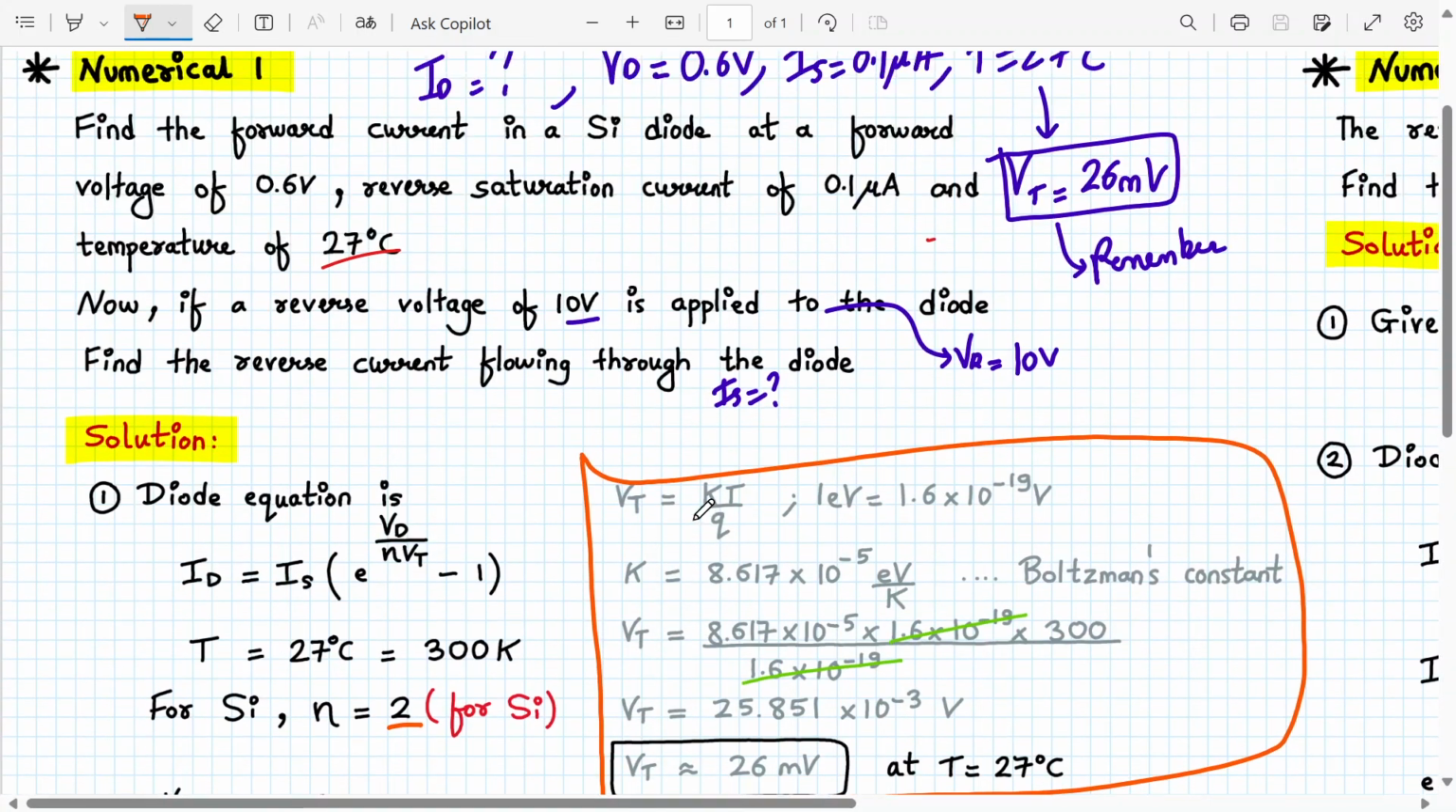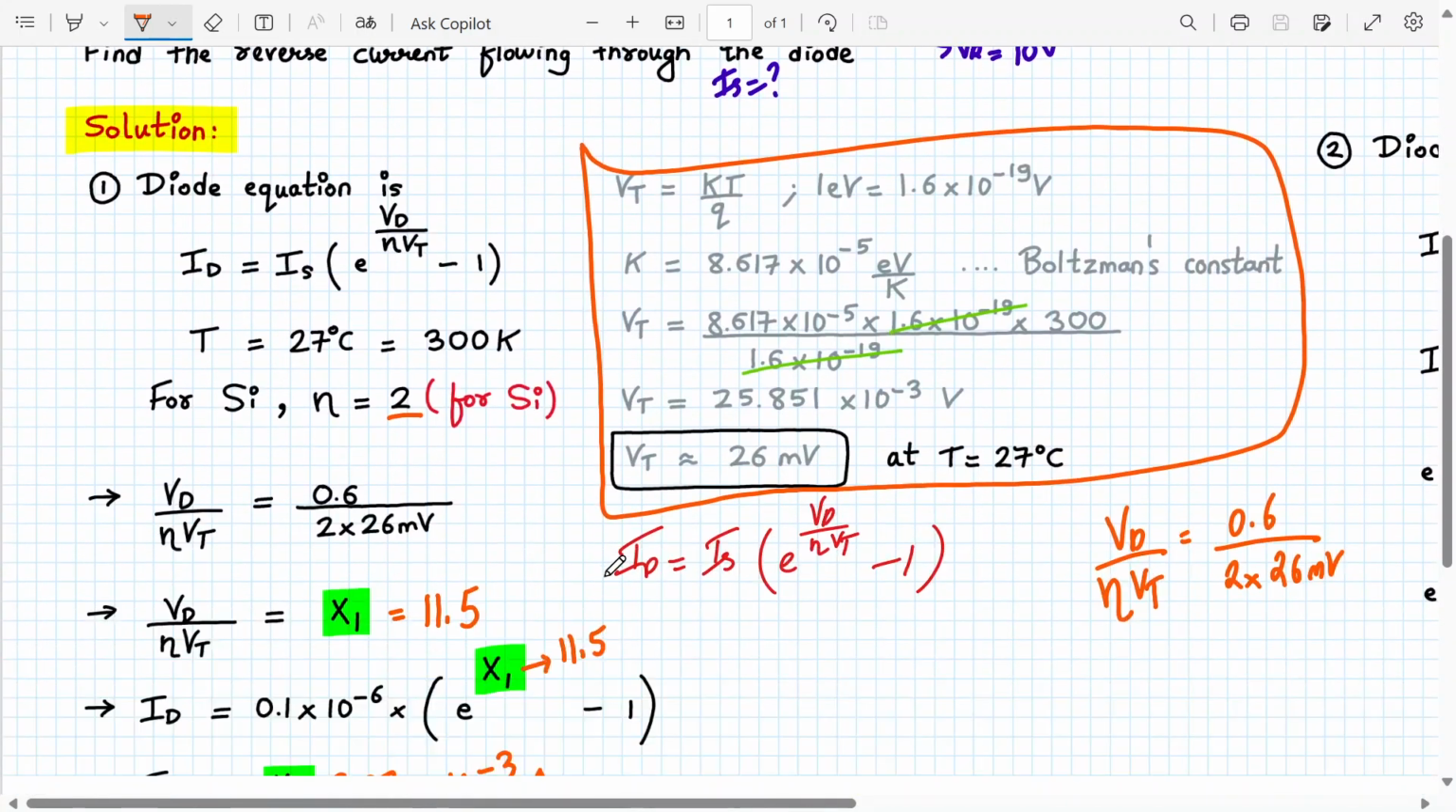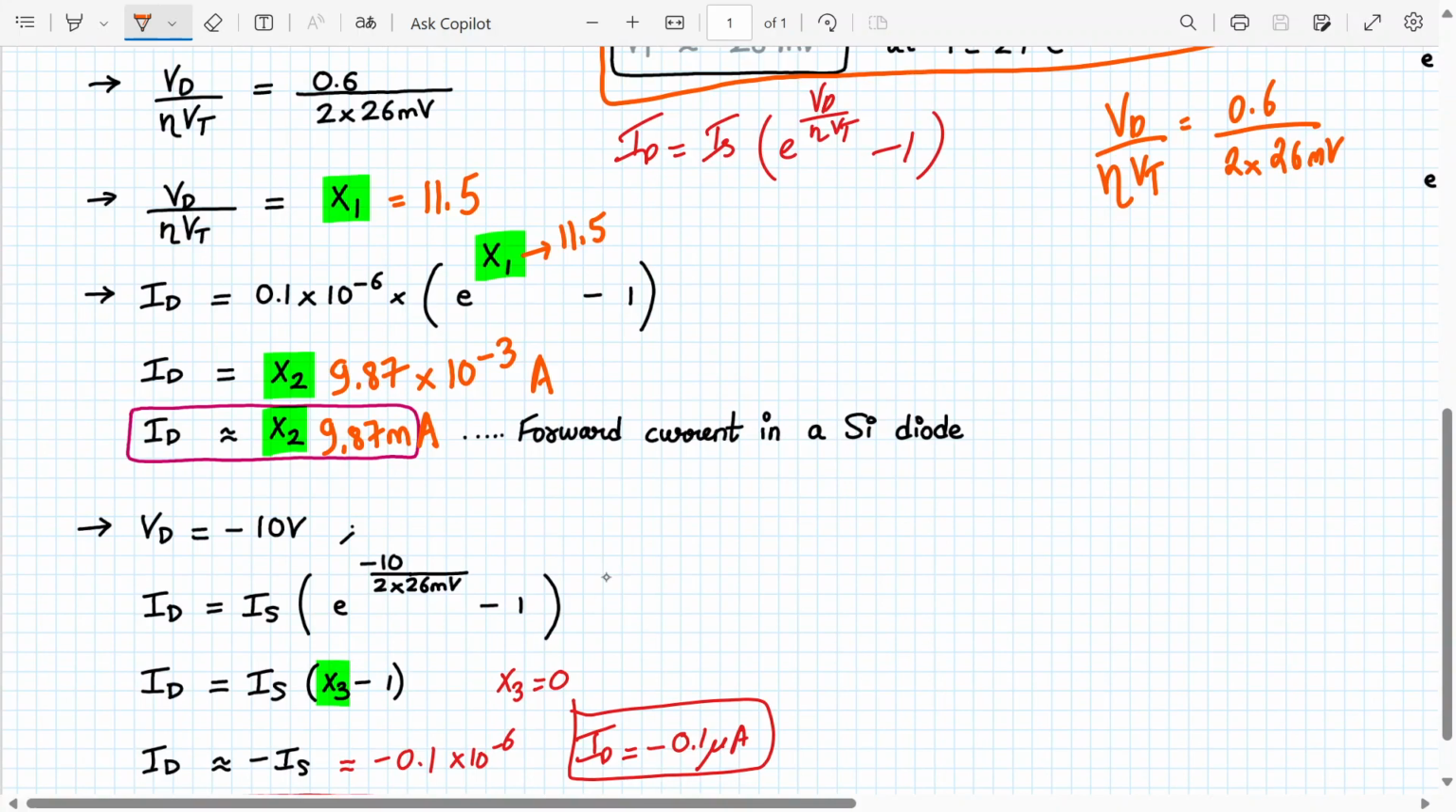Now, in the second part, reverse voltage is given as 10 volt. So VD is minus 10, correct? So if you substitute VD as minus 10, calculate this number, I mean e raised to minus 10 over 2 into 26 millivolt. I am sure this will be very, very close to 0. Calculate this number.